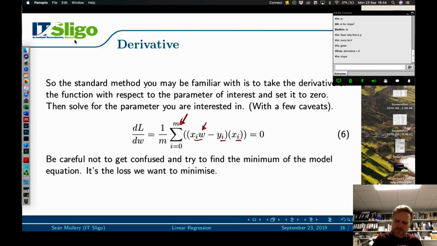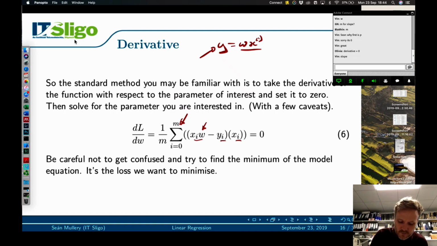Be careful not to get confused here and try to find the minimum of the model equation. If you remember, the original model equation was y equals w x_i, or x_i w, whichever way you want to put it, plus nothing in this case. We don't want to find the minimum of this function, because that's a straight line, so you're going to be going a long time before you find the minimum of that function. The derivative will never be 0 unless it's a horizontal straight line. That will do you no good.